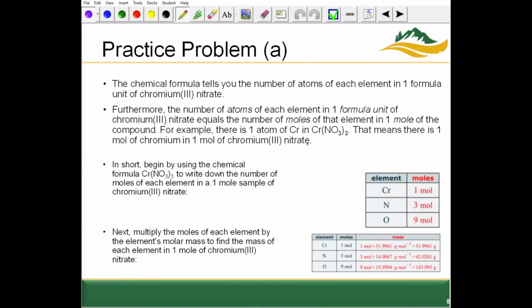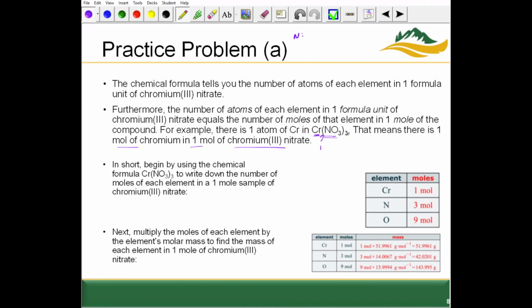So now applying this mole of a specific element to the mole of a whole compound, this means there is 1 mole of chromium for every 1 mole of chromium-3 nitrate. Why is that again? We remembered this subscript of 1 is implied. For a challenge, I want you to also write out, for practice, how many moles of nitrogen and oxygen there are per 1 mole of chromium-3 nitrate.